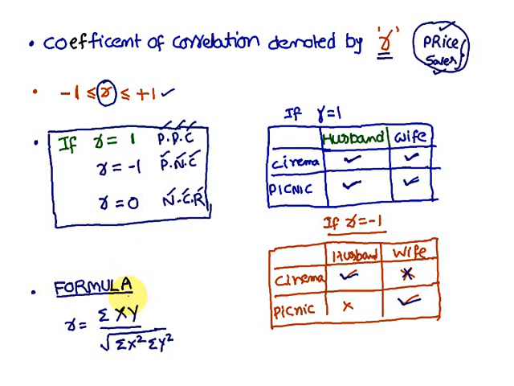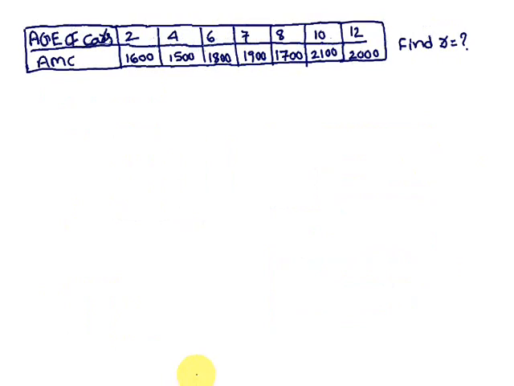So how can you find the degree of relationship between price and sales, or husband and wife, and so on? This is the formula: R is equal to sigma capital X into capital Y, divided by the root of sigma x squared into sigma y squared. Okay, next slide. Now we are going to consider one example.